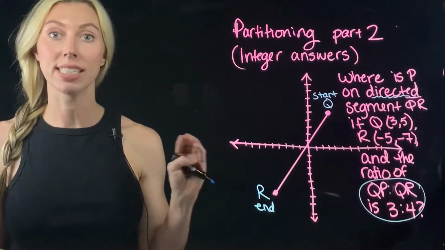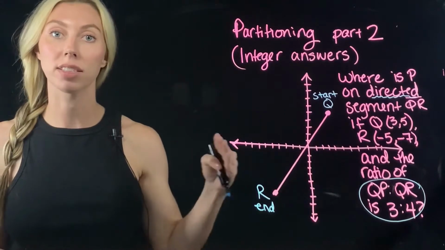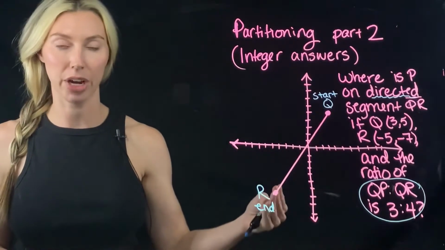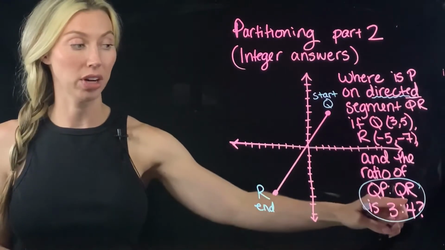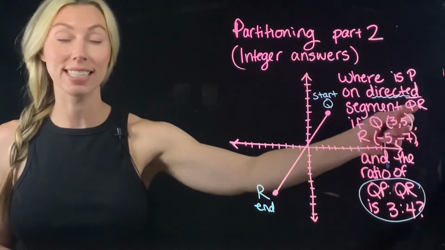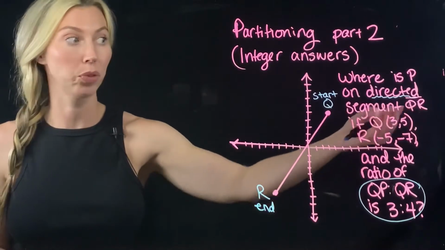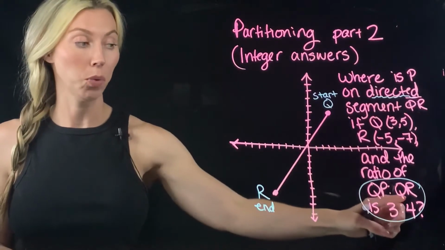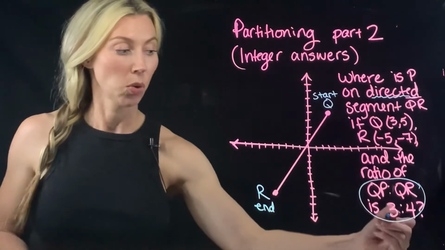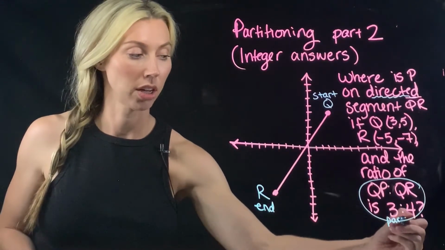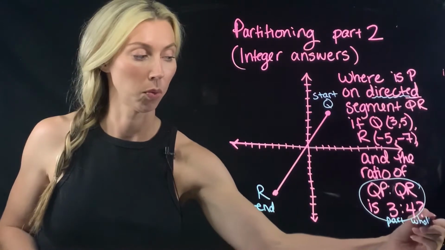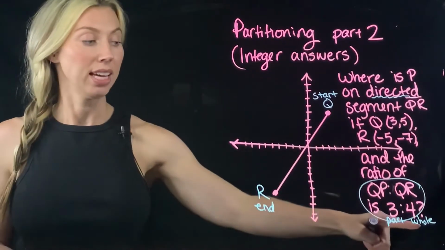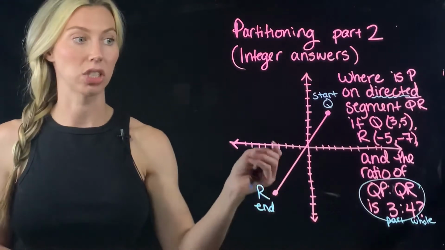And it's always good to decide whether you're dealing with a part-to-part ratio or a part-to-whole ratio. Because of the way this is worded, and I know that QR is the whole segment, whatever letters they use for the directed segment, that's your whole segment. So QR is the whole thing. So I know that this is going to be a part-to-whole ratio. So I'm going to draw out my dash diagram given that the whole thing is 4 sections long.